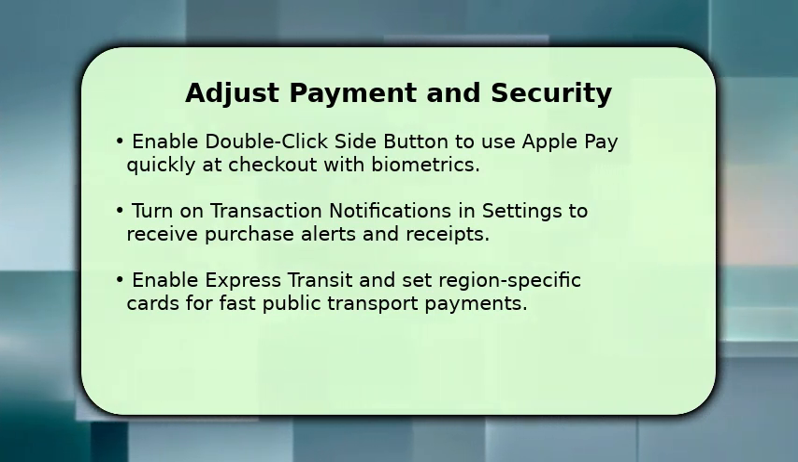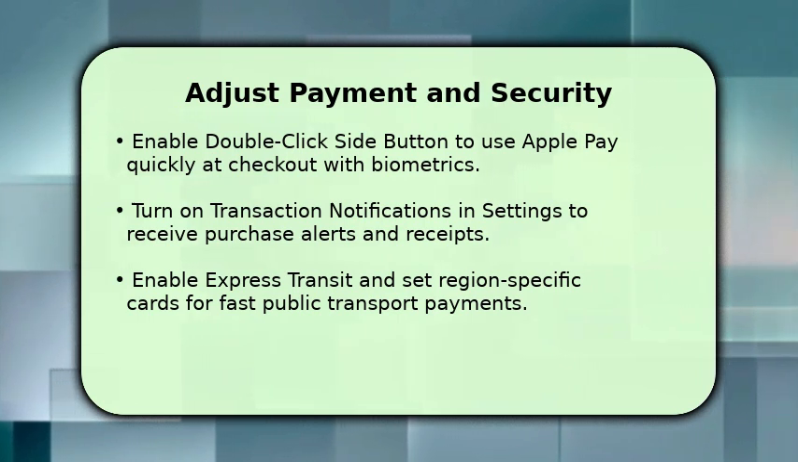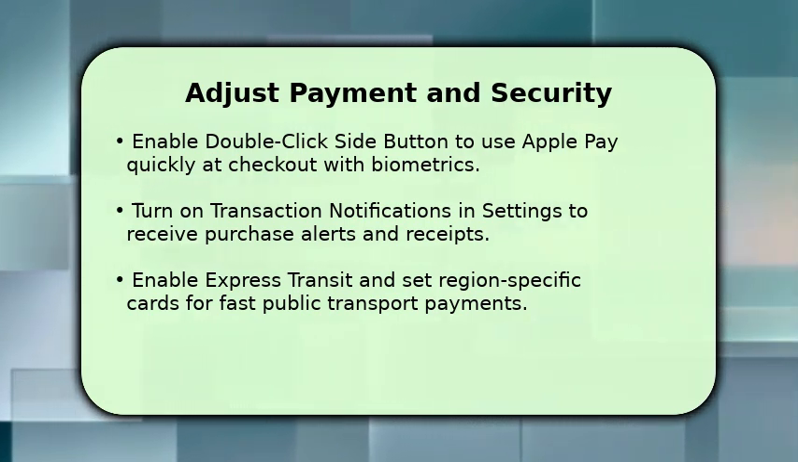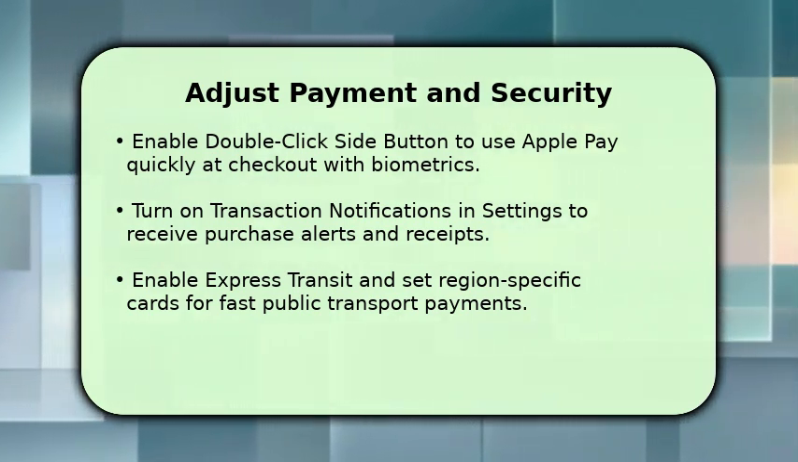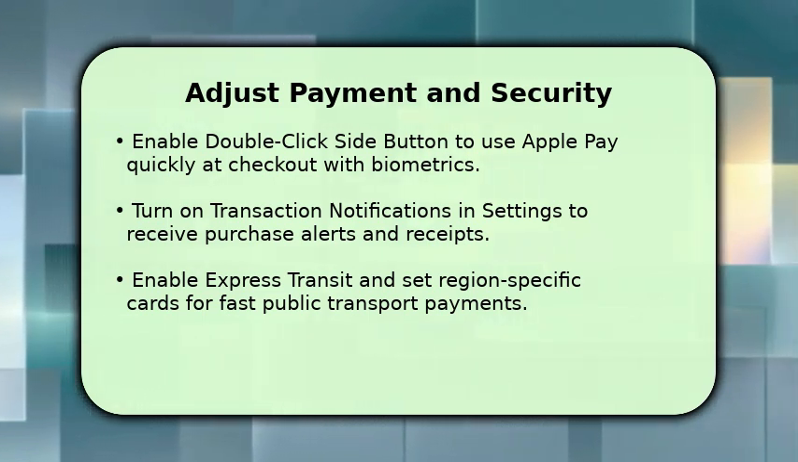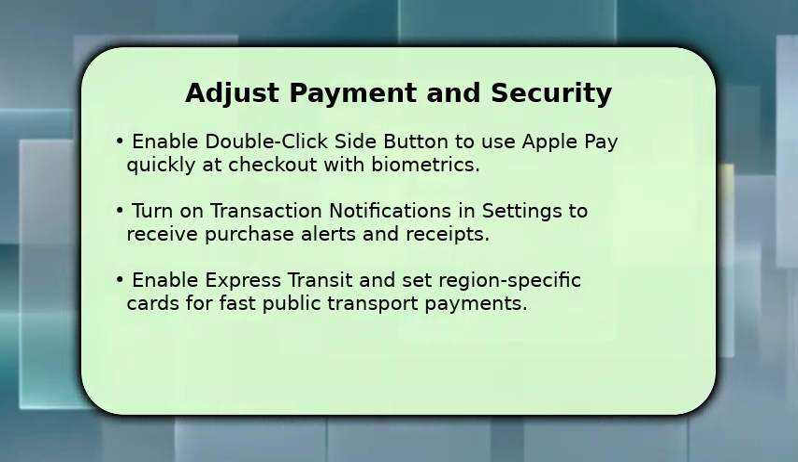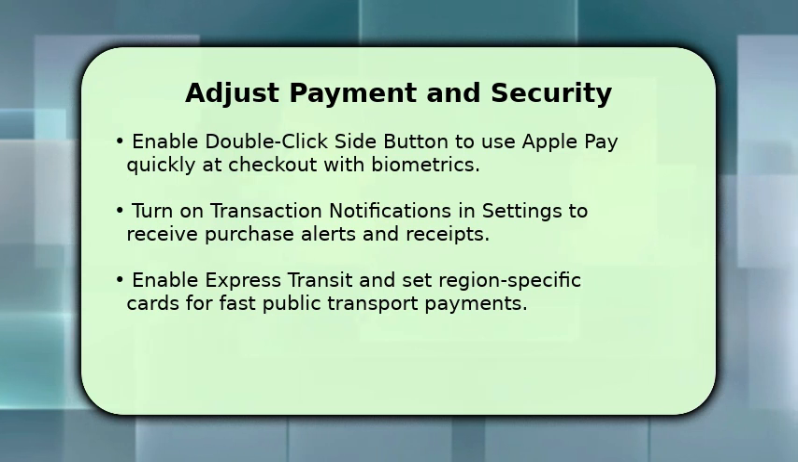Turn on transaction notifications to receive real-time alerts and receipts for each payment you make. Use the Express Transit setting for transit cards to tap and go without authentication when supported. Also review shipping address, contact information, and billing address within Wallet and Apple Pay to ensure correct defaults for purchase.